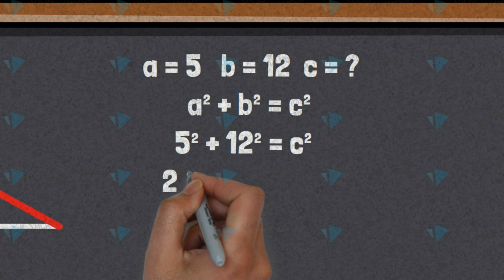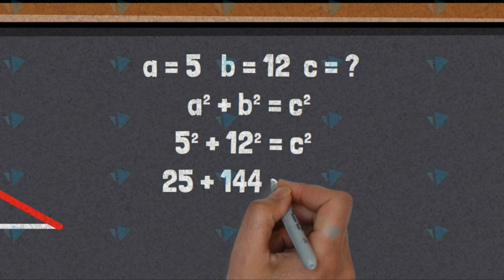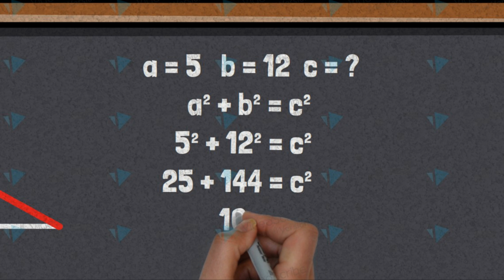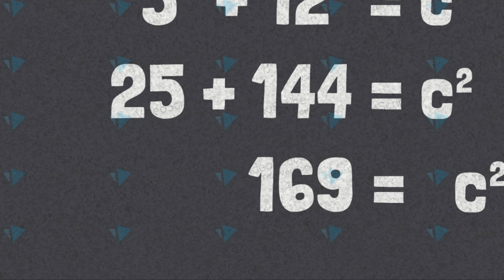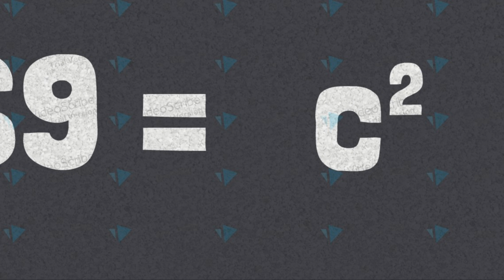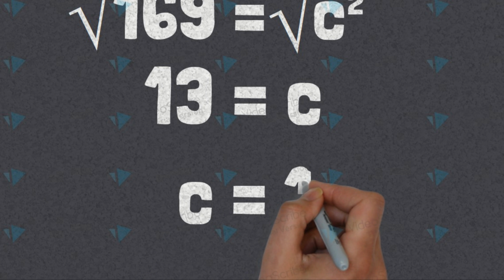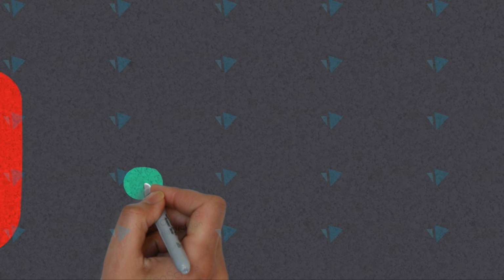Then we calculate the squares. 5 squared is 25, plus 12 squared, which is 144, equals c squared. Next, we add 25 and 144. Their sum is 169, which equals c squared. Now to remove the square, we must get the square root of both sides. Therefore, c is equal to 13. So the length of the hypotenuse is equal to 13.